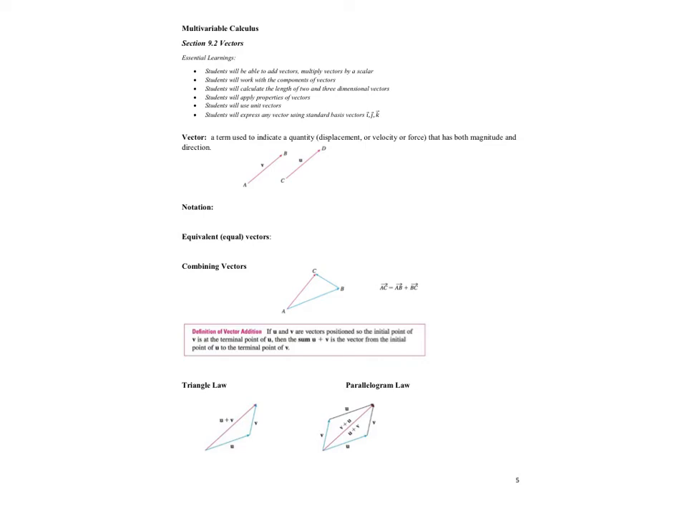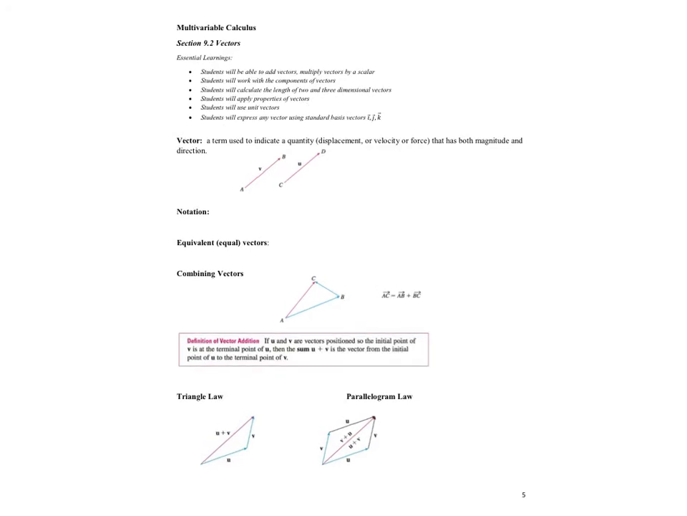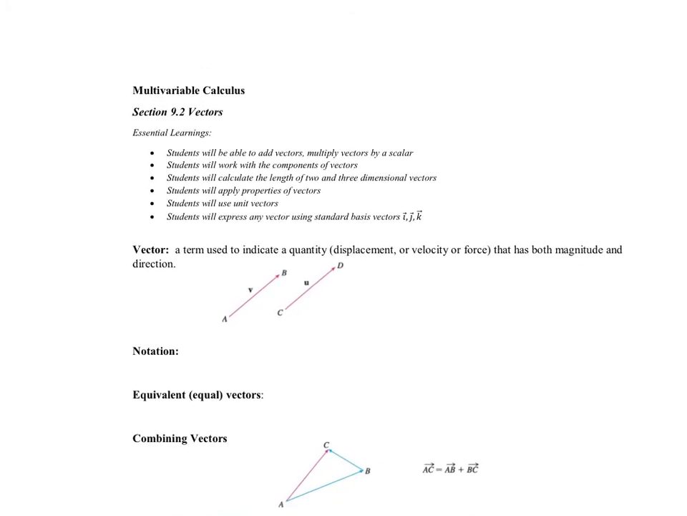Hello, this is section 9.2, which is on vectors. Some of the things that we're going to look at in this particular section are how to add vectors, how to multiply by a scalar. We'll look at different components of the vectors, length, both two-dimensional and three-dimensional. We'll look at the different properties of vectors, we'll talk about unit vectors, and then our standard basis vectors i, j, and k.